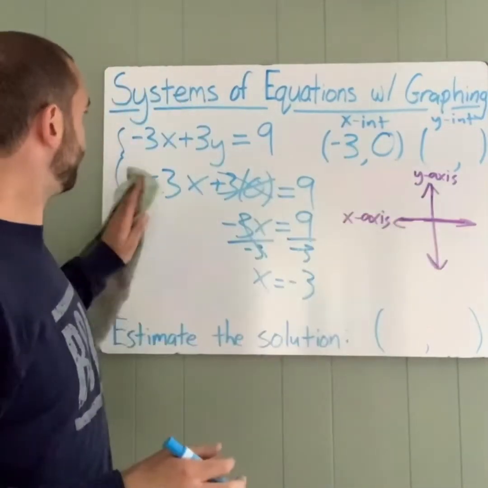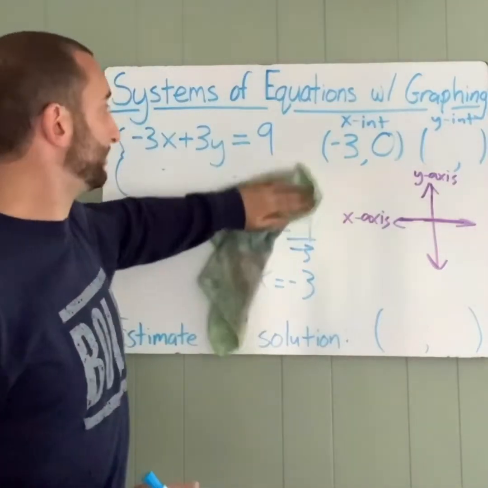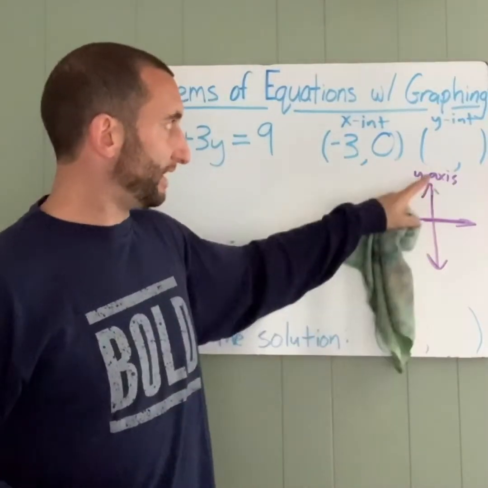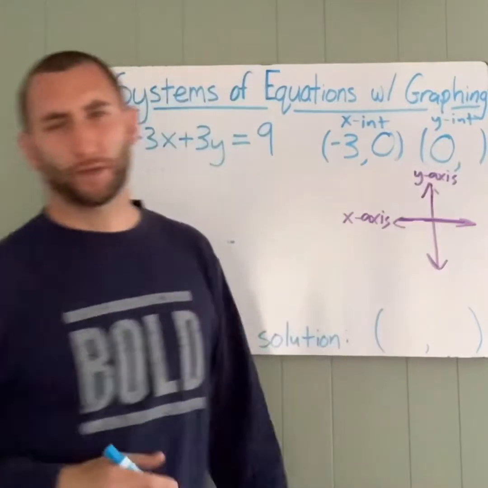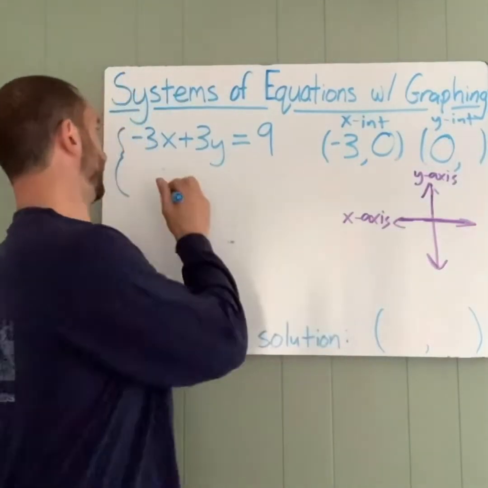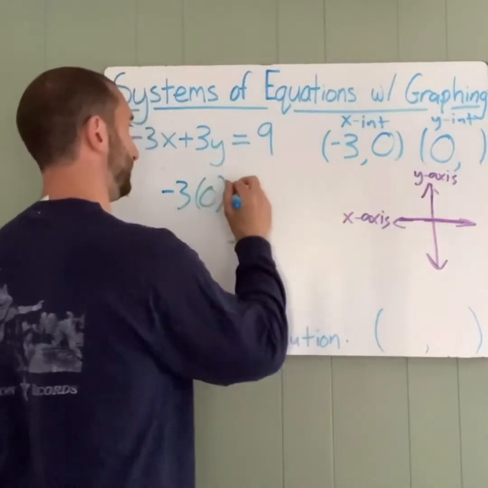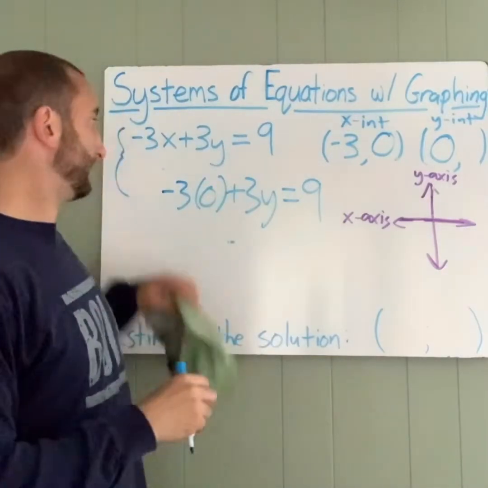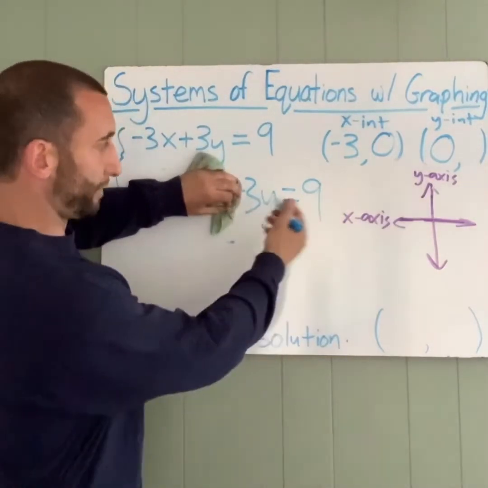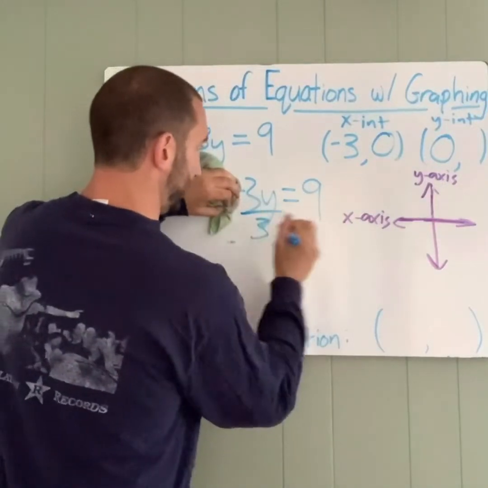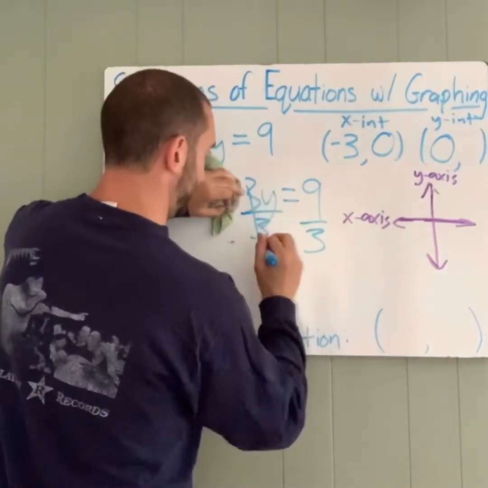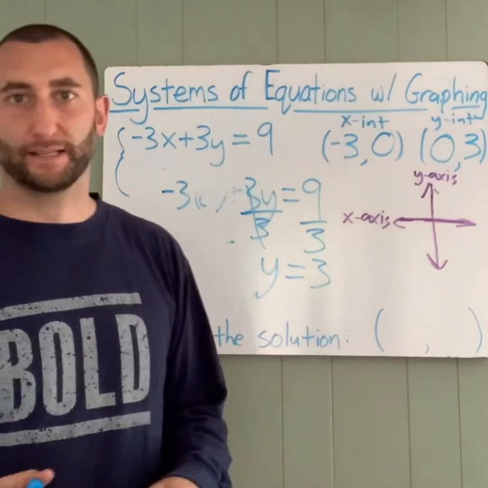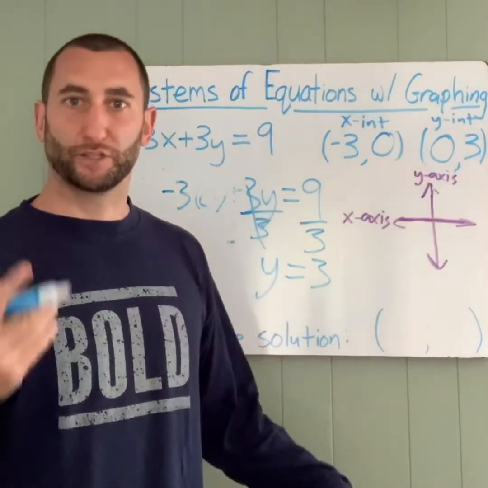Now let's find the y-intercept. We know one of the values of that ordered pair. For every y-intercept, your x value is 0. So let's plug in 0 for x, solve for y. Negative 3 times 0 plus 3y equals 9. What's negative 3 times 0? 0, so it just disappears. Now I have 3y equals 9. Divide both sides by 3. You get y equals 3. So that is your two intercepts, and that's the 2 points you need to make the line.